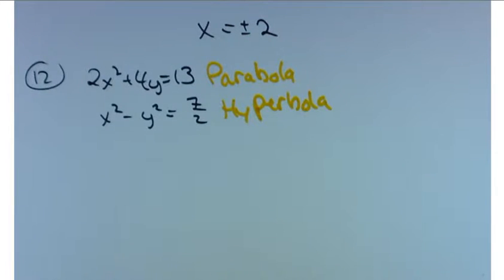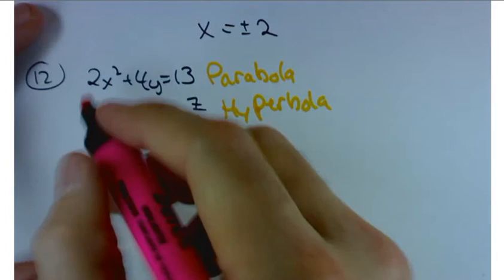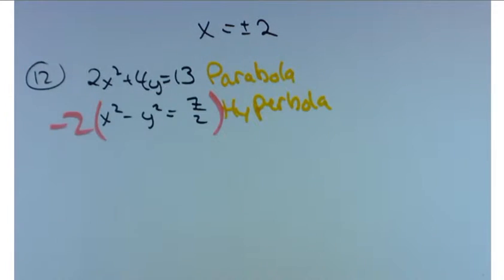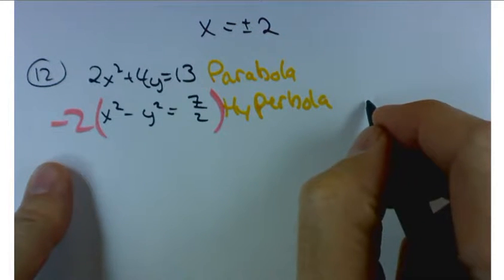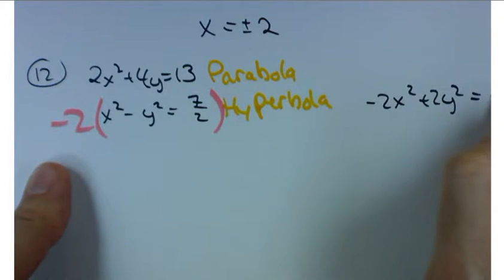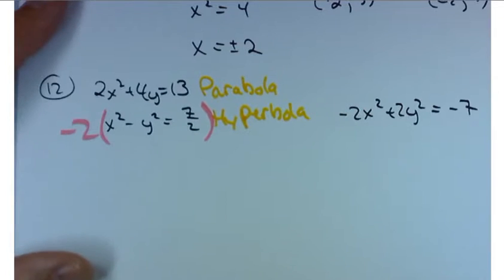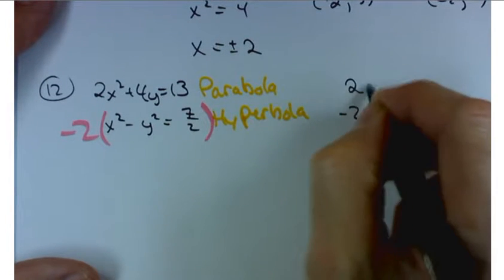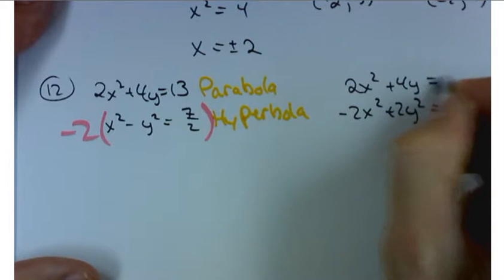Now, we don't necessarily have to know what the shapes are in order to solve this system of nonlinear equations. We did substitution for the first one. Let's use the addition method for the second one. What if I were to take that second equation and multiply it, say, by -2? If I multiply this by -2, I get -2x squared plus 2y squared equals -7. And I'm going to add that to the first one. 2x squared plus 4y equals 13.